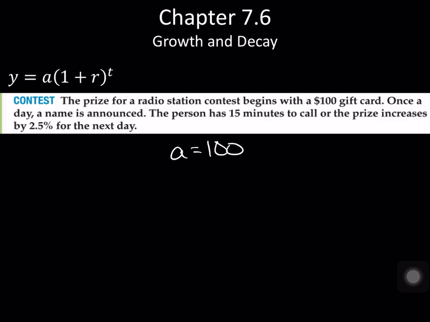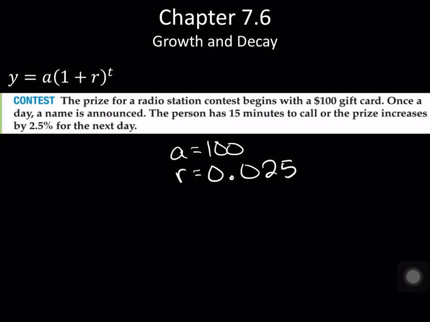Okay. Once a day, a name is announced, and the person has 15 minutes to call, or the prize increases by 2.5%. So that 2.5% sounds like a rate, and we're going to go ahead and express it as a decimal. So remember, from a percent to a decimal, we move the decimal place 2 times. So 0.025 is our decimal rate. And then the increase is by 2.5% for the next day. So that tells me how long of a time period I'm talking about. So once a day, and then for the next day, that's telling me the length of my T.